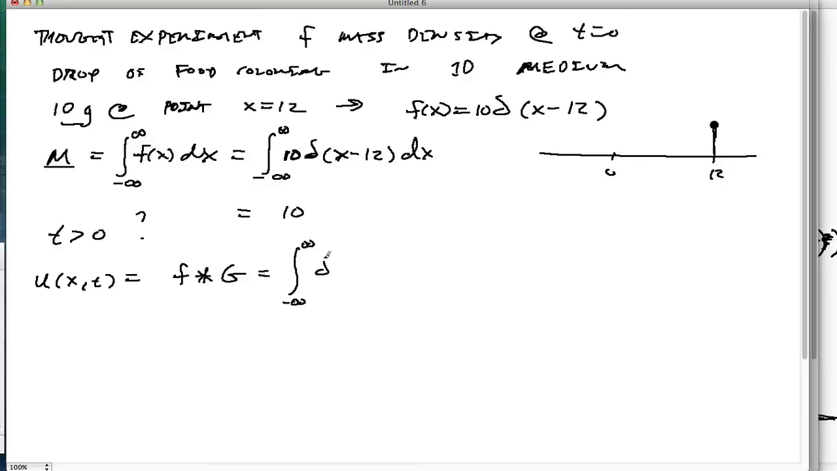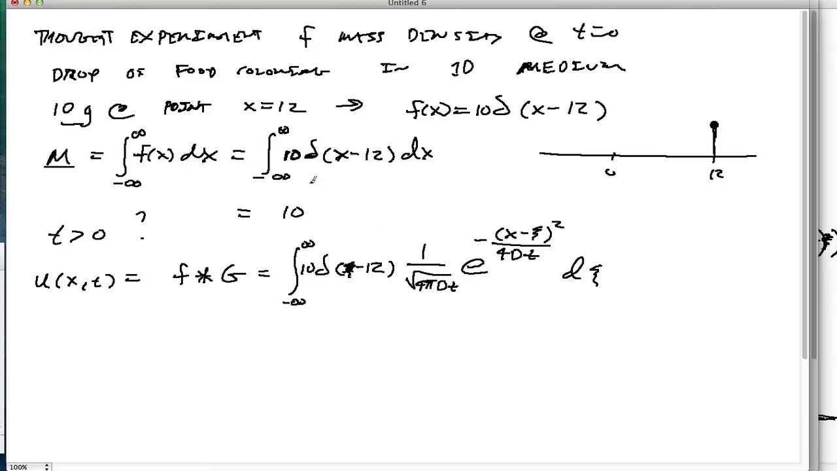That becomes an integral from negative infinity to infinity of the delta function times 10, at x minus 12, times, and we'll write it in there, 1 over root 4 pi Dt, e to the negative (x minus c) squared over 4Dt, dc. Now, of course, this delta function is 0 everywhere except at that point, c equals 12.